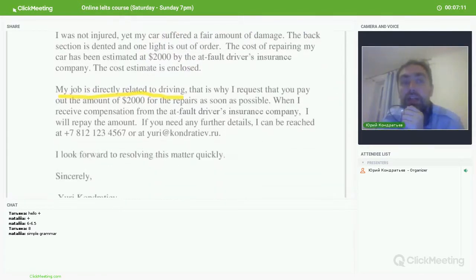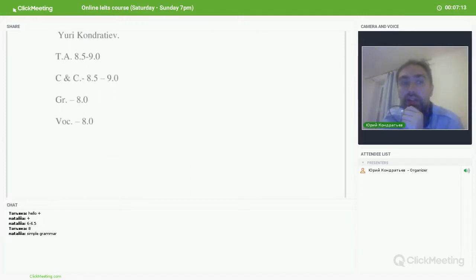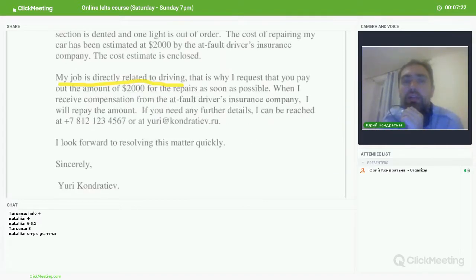But there are no mistakes at all. So that would be 8. If you have a very strict examiner, maybe 7.5. And vocabulary, that's also 8, because you have words like the rear end.